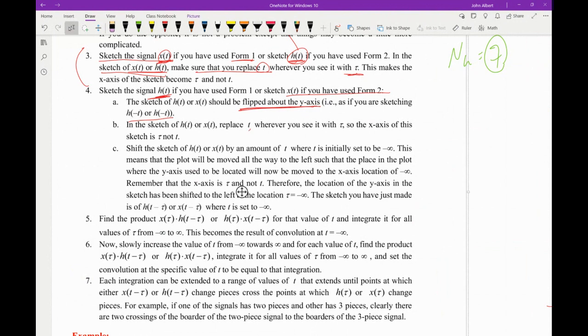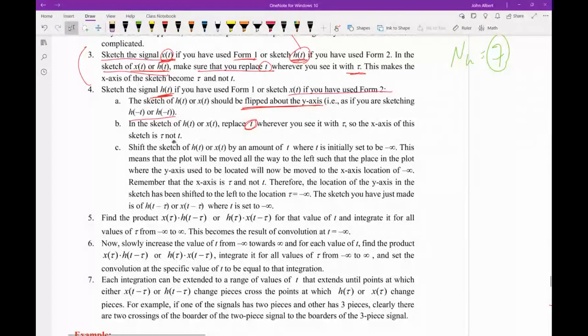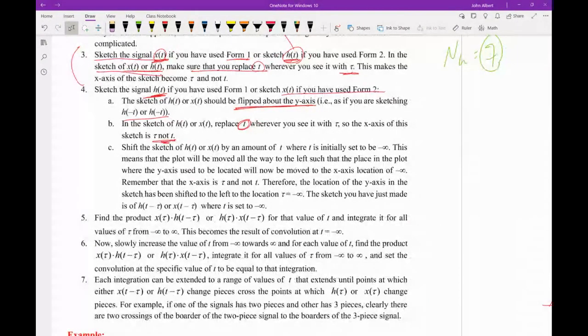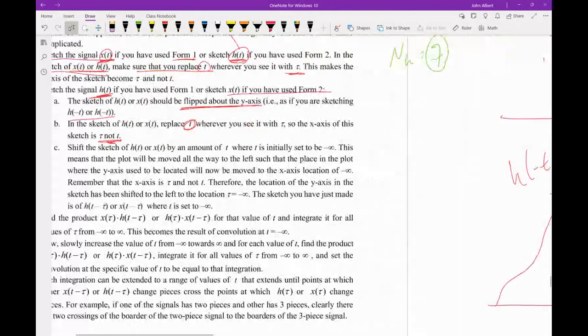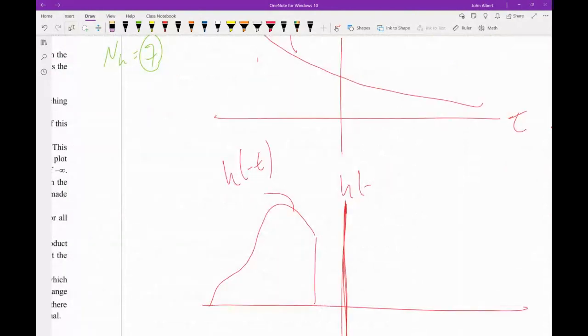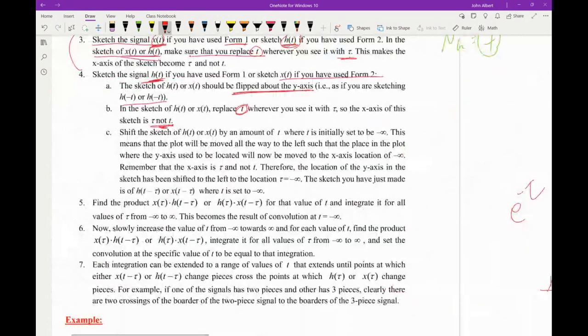Now, I want you to go and replace every t with tau. So h becomes here h of minus tau, and this becomes h of minus tau. If I had a function here, for example, e to the power of minus t, I'll have to remove the t and replace it with minus tau. So this is part B of step number 4.